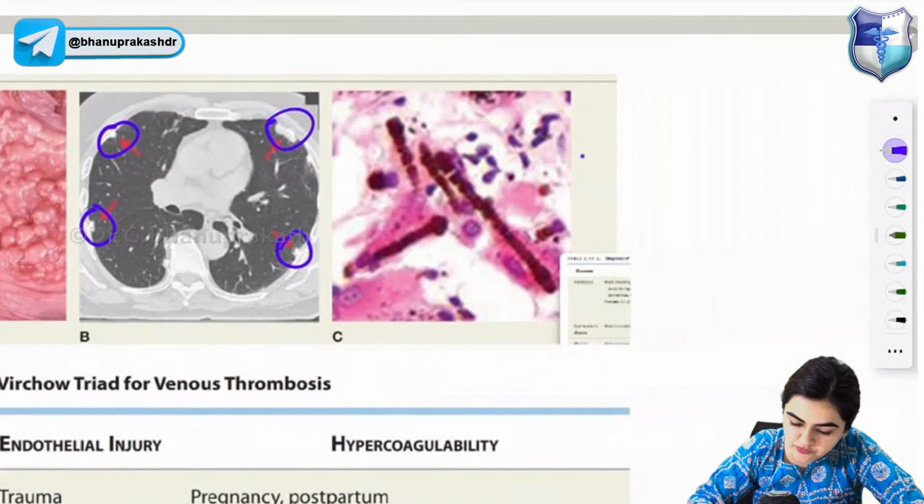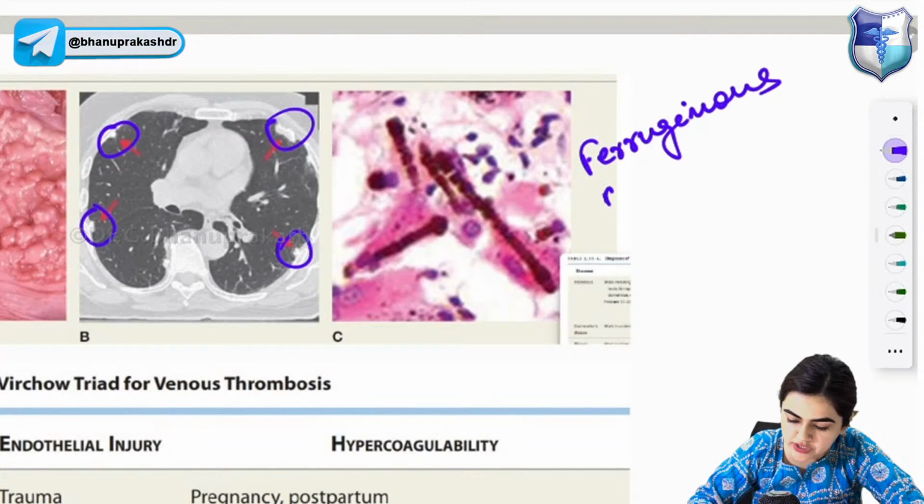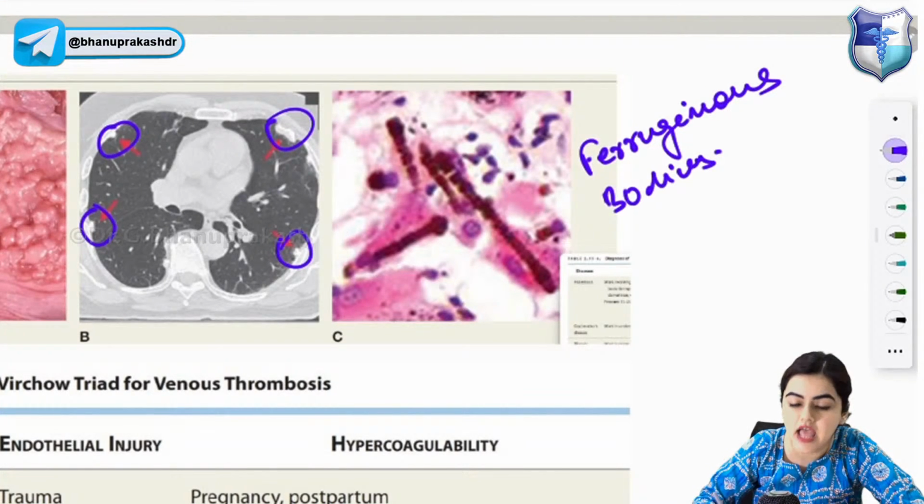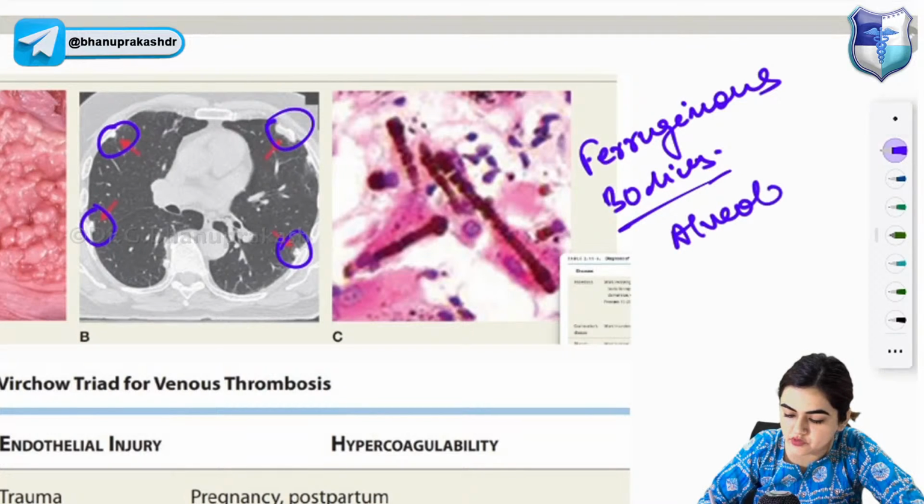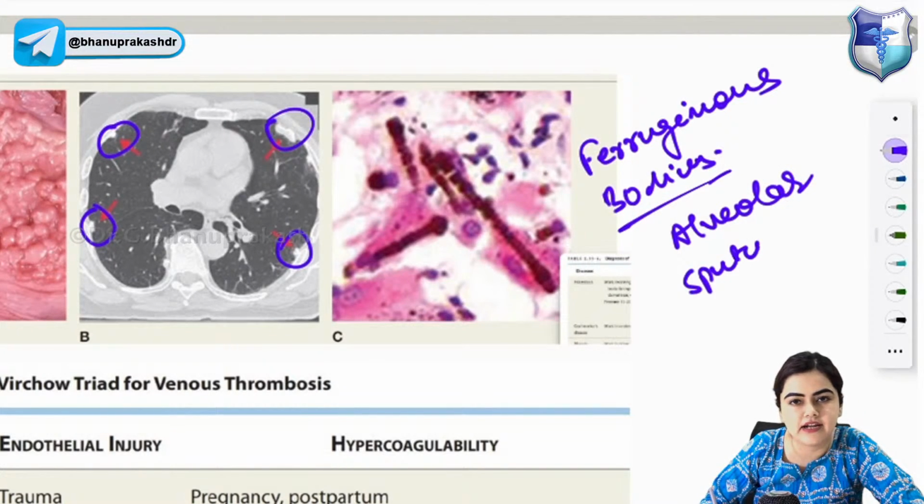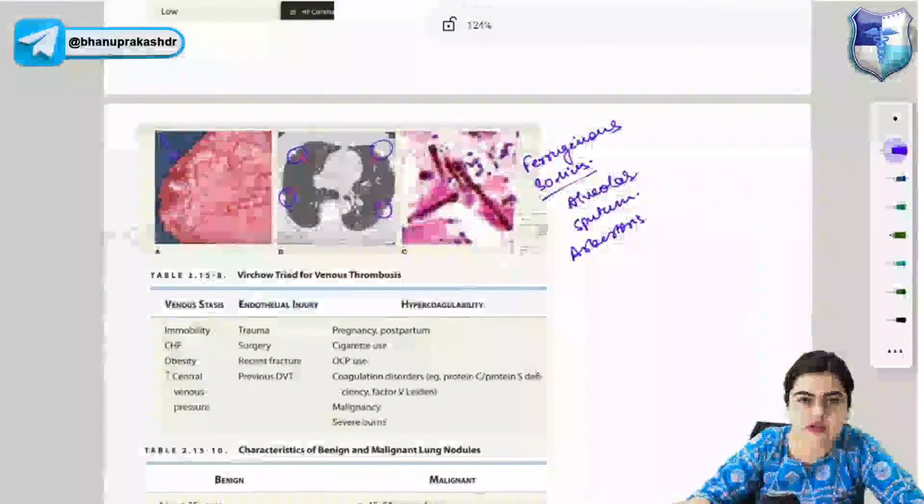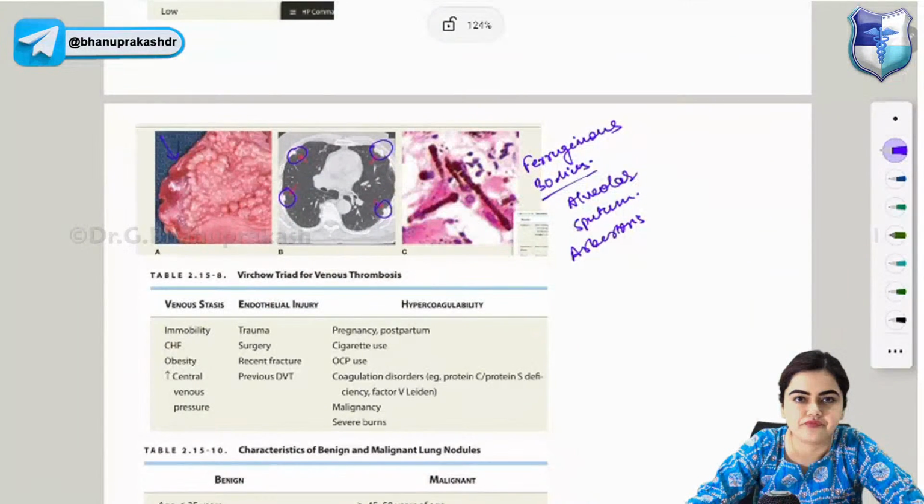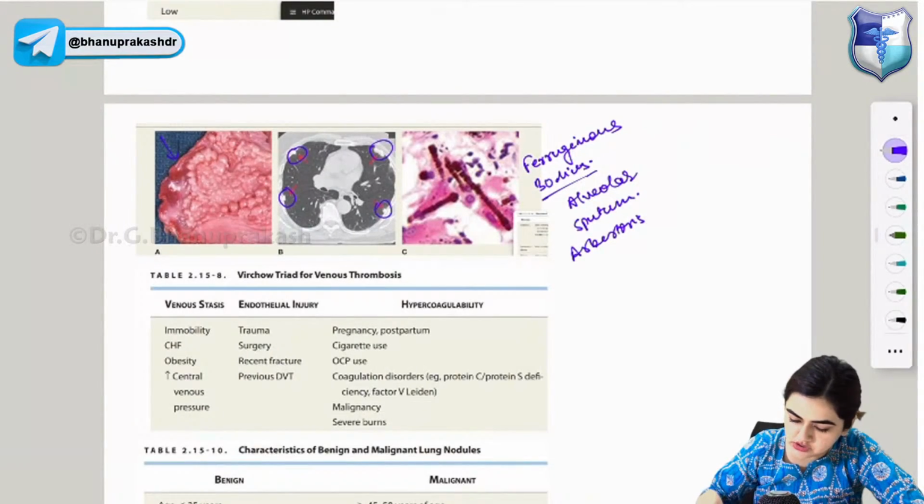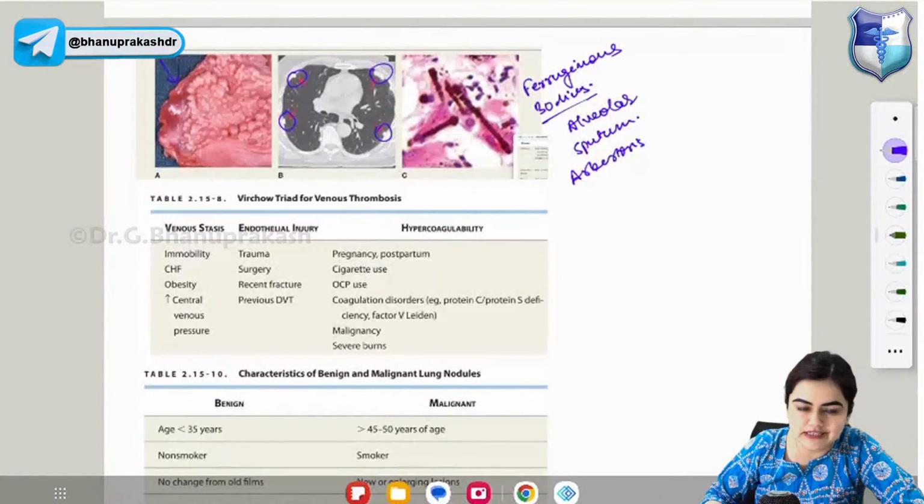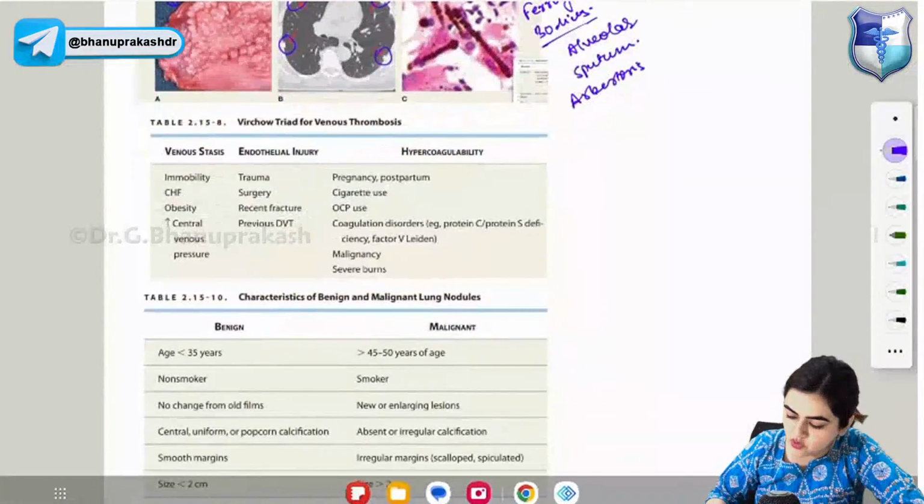Image C shows a ferruginous body. This is how ferruginous bodies look: dumbbell shaped bodies. Ferruginous bodies are seen in the alveolar septum, and this is a finding of asbestosis again. So these images were important. I hope it's clear. Any doubt? Shall I move further? Then we'll discuss systemic sarcoidosis.